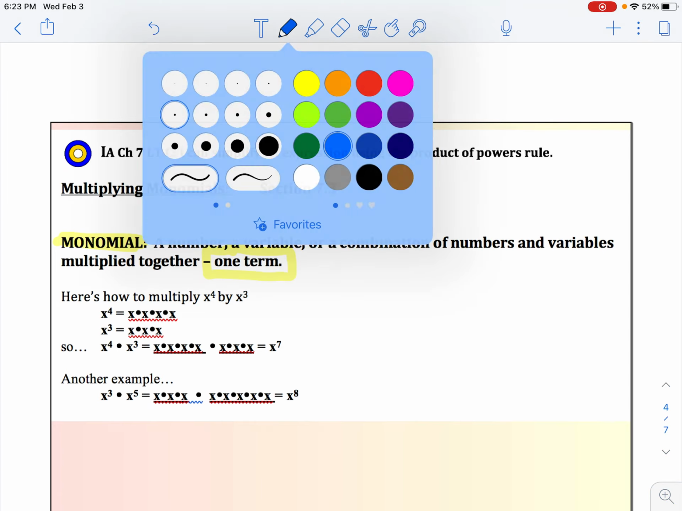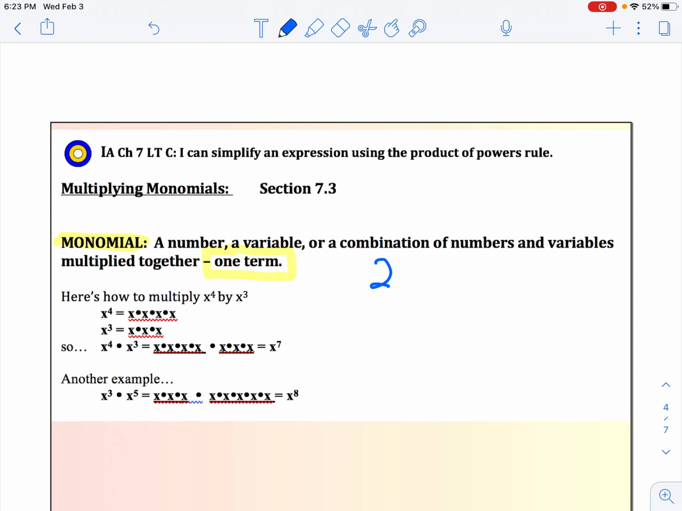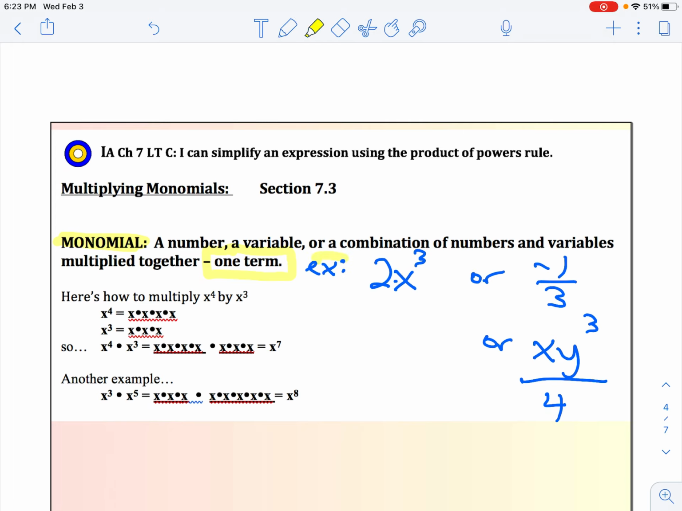Some examples of monomials would be 2x to the third, because that is a combination of a number and a variable multiplied together. Or another example would be just a simple negative 1/3. That is a single number. So it can be a number or a variable or a combination of numbers and variables multiplied together. Or it could get more complicated, like xy to the third over 4. Those are all examples of monomials.